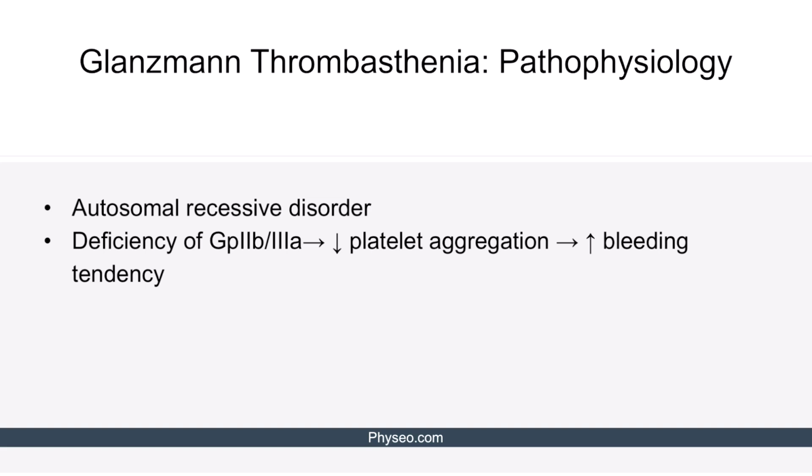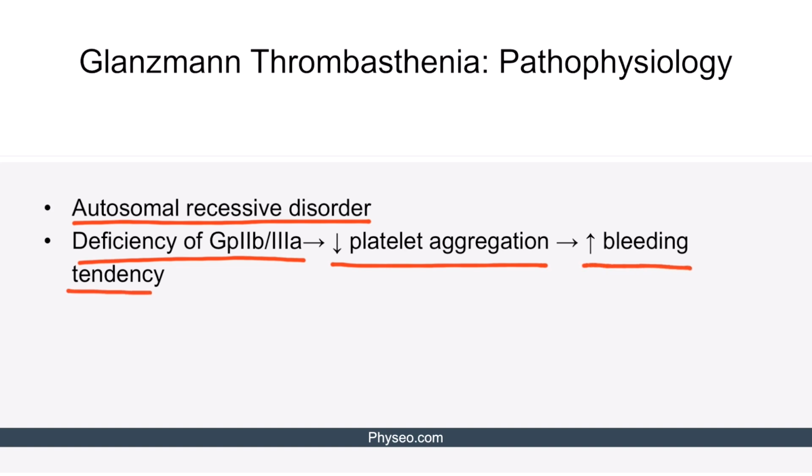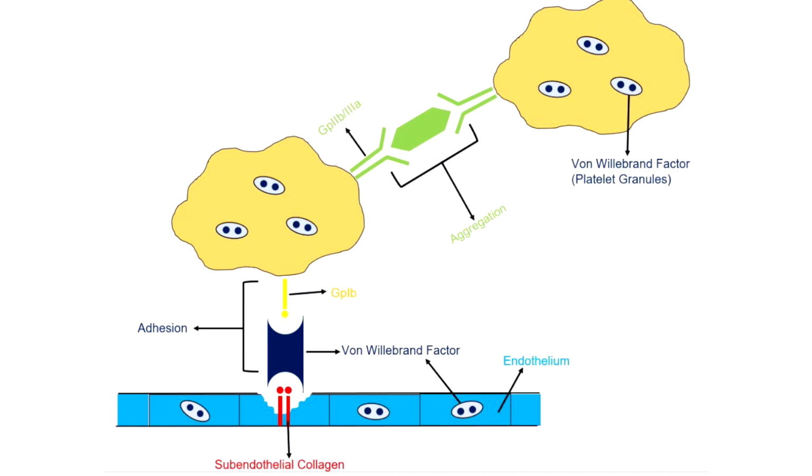Glanzmann thrombasthenia is an autosomal recessive disorder caused by a deficiency of GP2B3A. GP2B3A is necessary for platelets to aggregate and attach to one another. Therefore, this condition causes decreased platelet aggregation and an increased bleeding tendency. Let's revisit this illustration again. As we already mentioned on the previous slide, Glanzmann thrombasthenia is due to GP2B3A deficiency. Now, one can see how this deficiency will impair platelet aggregation.